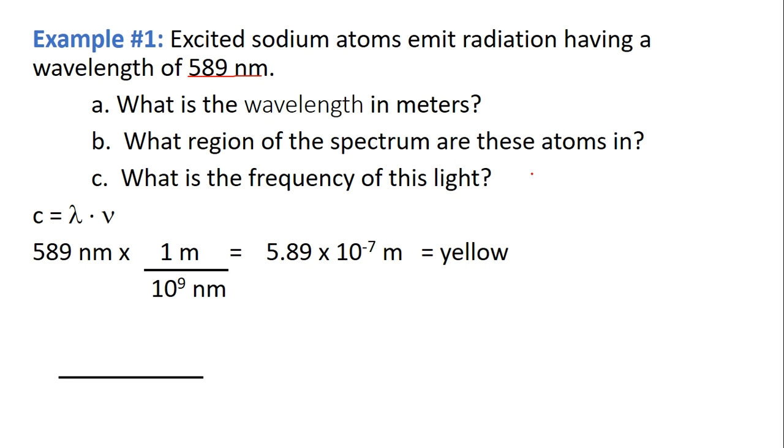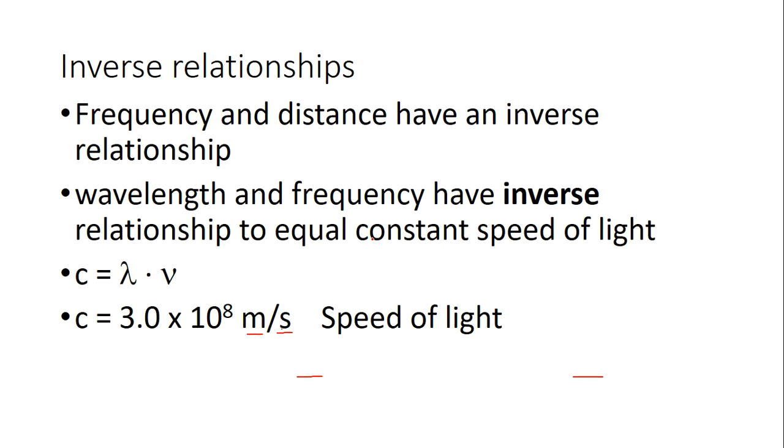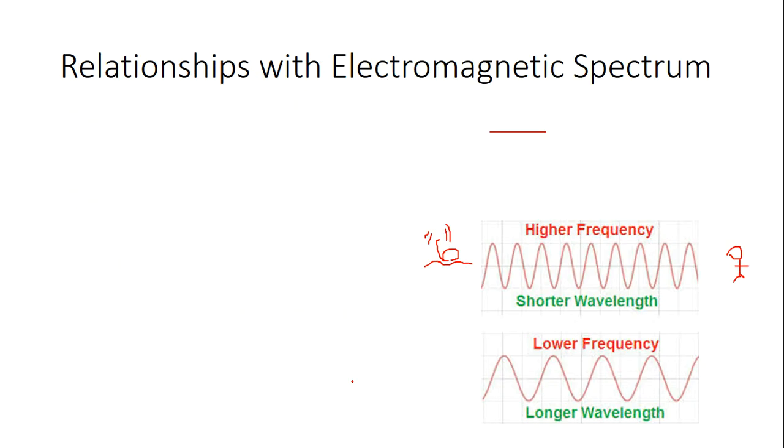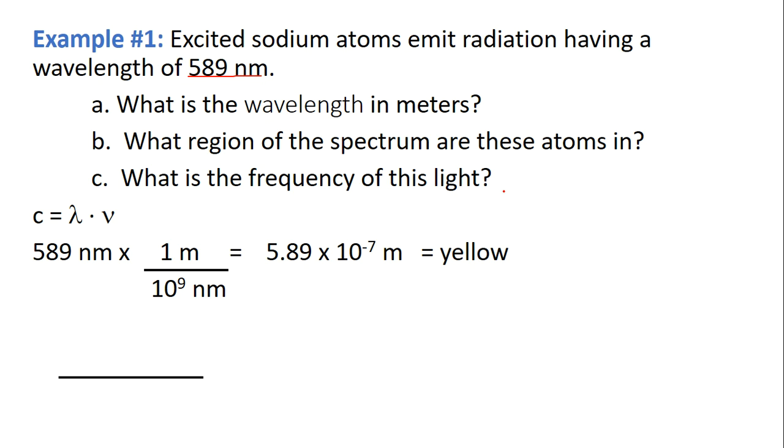Number 2, what region of the spectrum are these atoms in? So we go back to this thing, which you have, and it's 5.89 times 10 to the minus 7. If you first look at your magnitude here, you would see 10 to the minus 7 is over here, and that brings you down to the visible light region. And 5.89 is less than 7, less than 6, less than 5.9, but greater than 5.7. So 5.89 would be almost at 5.9. So it's a yellow light. That's how you read that, and we get that it is a yellow visible light that you see.